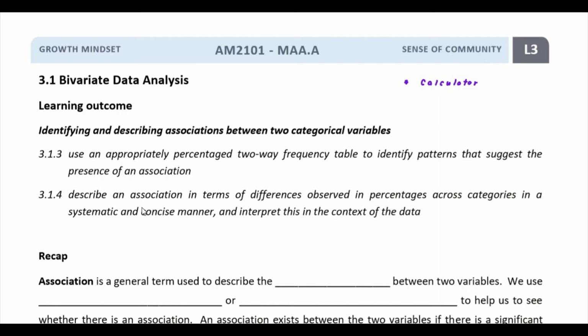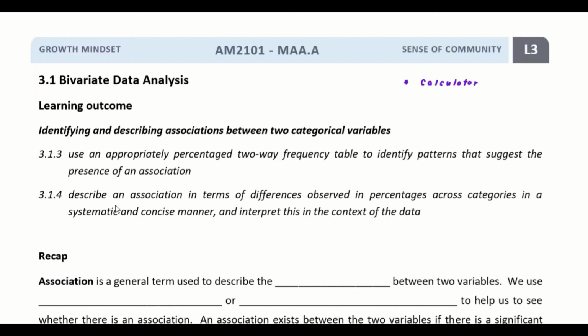The difference in today's lesson is that we are going to put everything in a nutshell, which means you are the one who decides which percentage to use, either row percentage or column percentage. We will also learn new terms today: the explanatory variable and the response variable. For the description part, I hope to discuss further with you during the consultation hour, so I highly encourage you to attend the consultation hour on Friday.